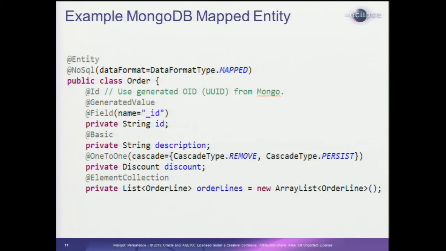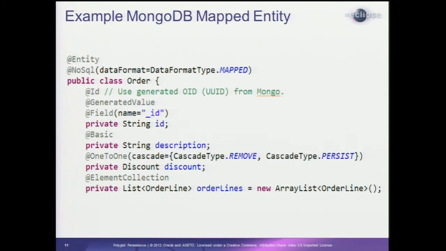So here's an example class, a brief intro. It doesn't look that strange. There's some changes here. We mentioned before this NoSQL annotation. In this case, we're going to map this to Mongo. So we've set the data format type to be mapped. That is, it's got key value structure. It's not indexed, for example. Structures are actually named. The properties have names.